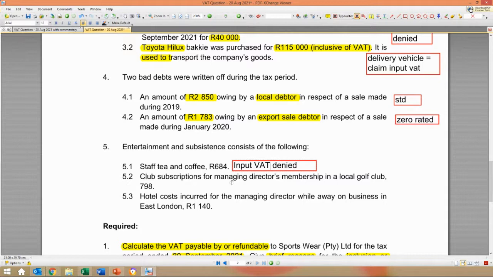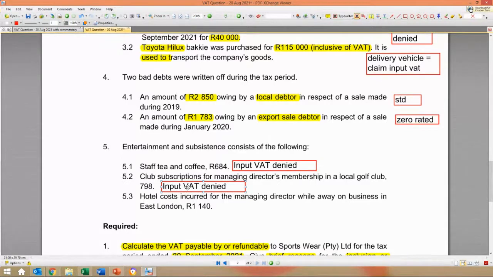In club subscriptions for the managing director's membership in a local golf club. Okay. Is a club subscription, will we be able to claim the input VAT or will it be denied? Okay, so in this scenario, because it relates to golf and not to a professional membership, your input VAT will be denied. If they told you it was for a professional membership for work, then you would have been able to claim it. Okay, let's look at the last one.